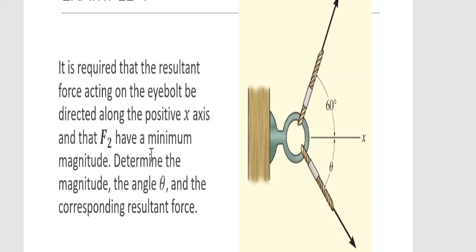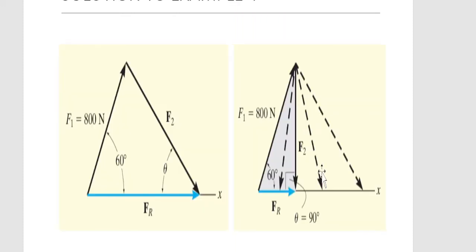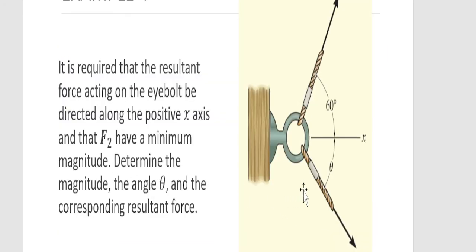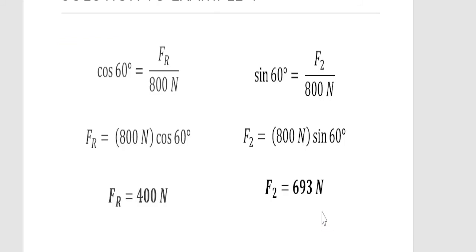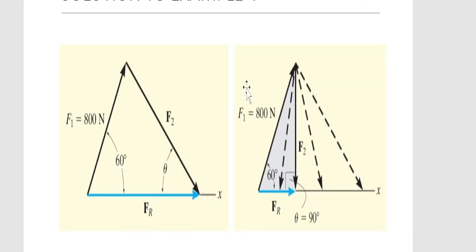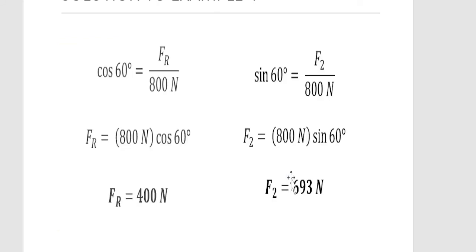Theta is slightly tricky. The trick is that it's already given as a hint: F2 has minimum magnitude. Whenever you are computing the minimum magnitude, it should be 90 degrees. If you are going to compute the maximum, it should be 0 degrees. So for that, we just reduce and make F2 with the horizontal 90 degrees. So theta is 90 degrees. After theta, the question is asking to determine the magnitude for F2 and the resultant. Here the value for one side is given and two angles are given.